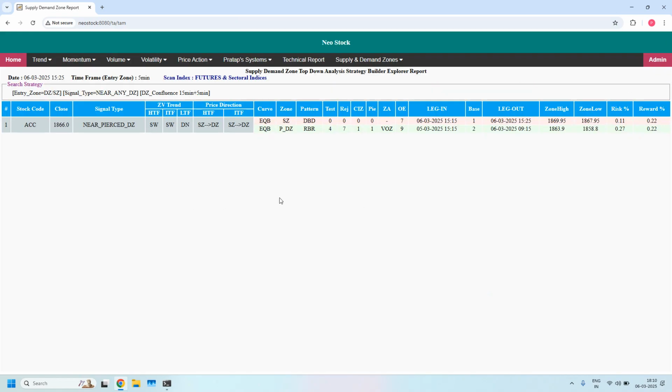We got only 1 stock. Unfortunately, this 1 stock 5 minutes demand zone is a pierced demand zone. We can't use it.